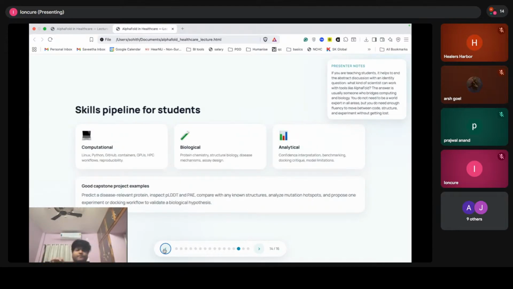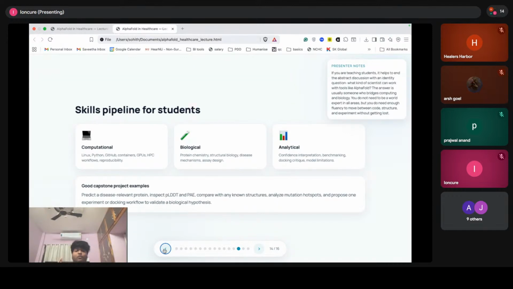So the skill pipeline for students is that if you're interested in computation, first learn Linux, Python, containers, how to optimize GPU performance, how to use HPC, and how to make reproducible pipelines. That's how you get started.